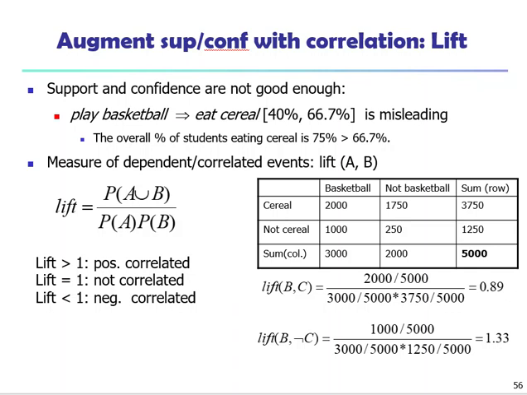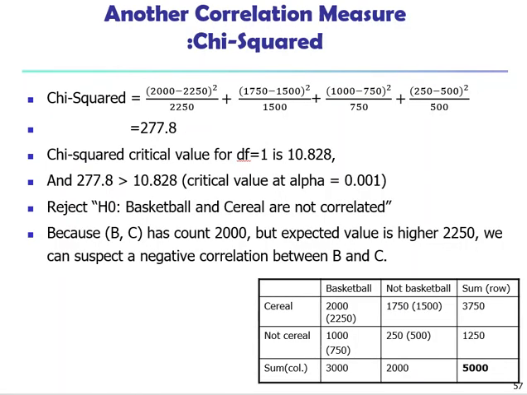Besides lift, we learned earlier we can also use chi-squared to measure the correlation. So in this case, we know how to compute that. We found the chi-squared value to be greater than the critical value, so those two events should be correlated. And by examining that our real observation is 2,000 and expected observation is actually greater than 2,000, we can conclude that eating cereal and playing basketball are negatively correlated.